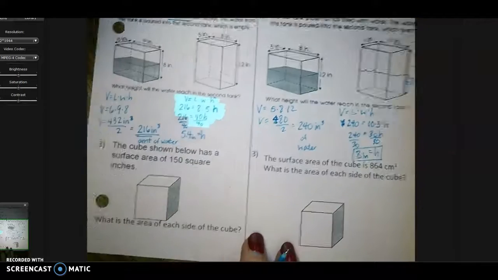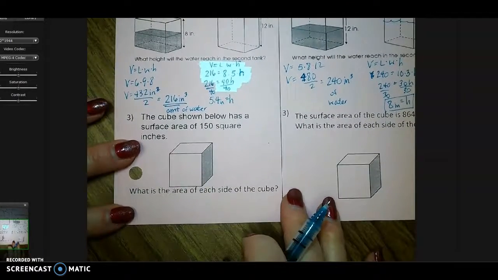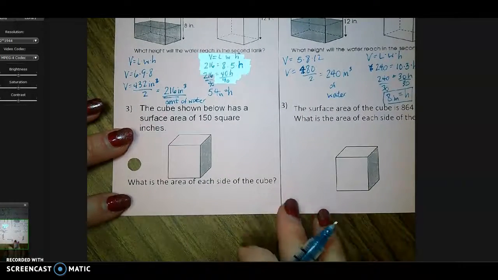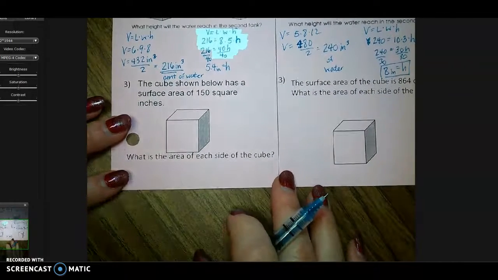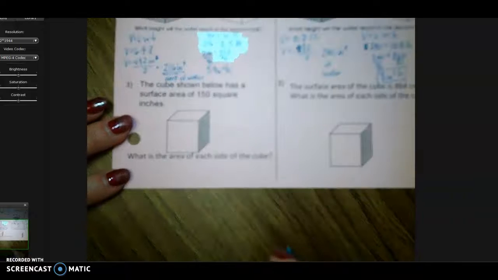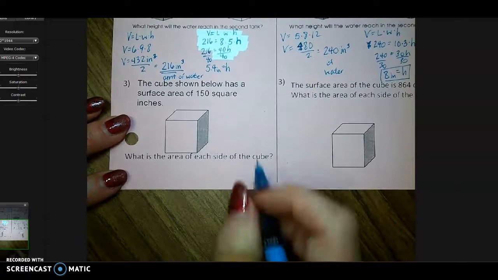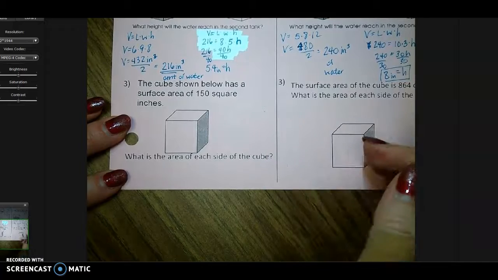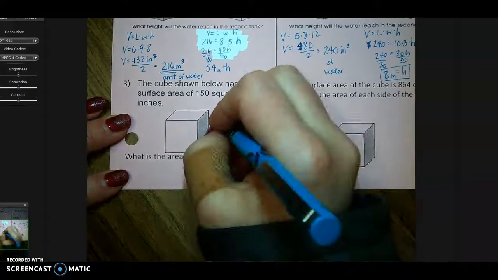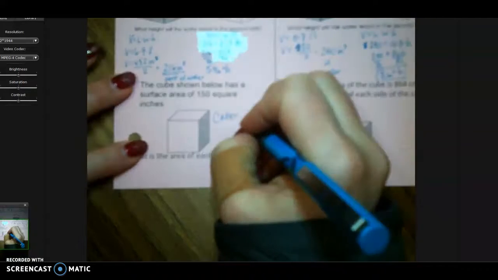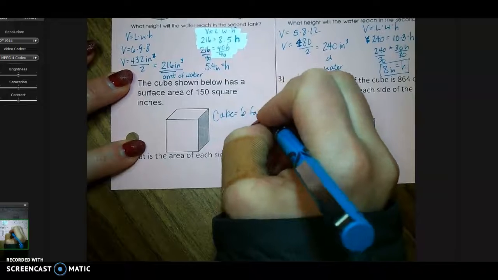All right, our next problem. It says the cube shown below has a surface area of 150 square inches. What is the area of each side of the cube? Well, if you look at a cube, you think, how many faces does it have? How many sides? Well, the cube has 6 faces or sides.